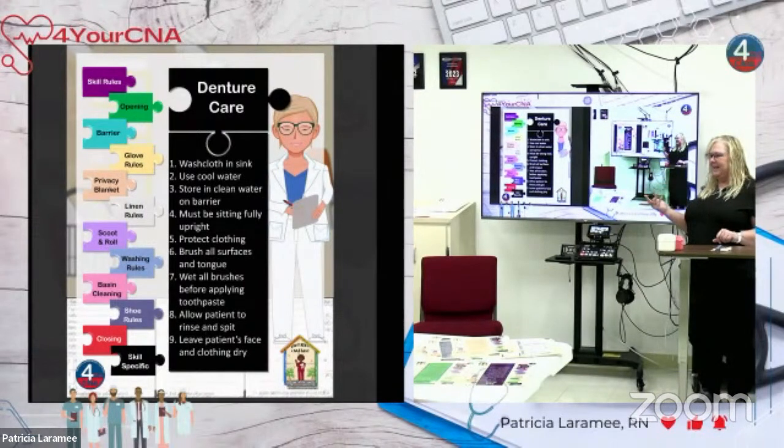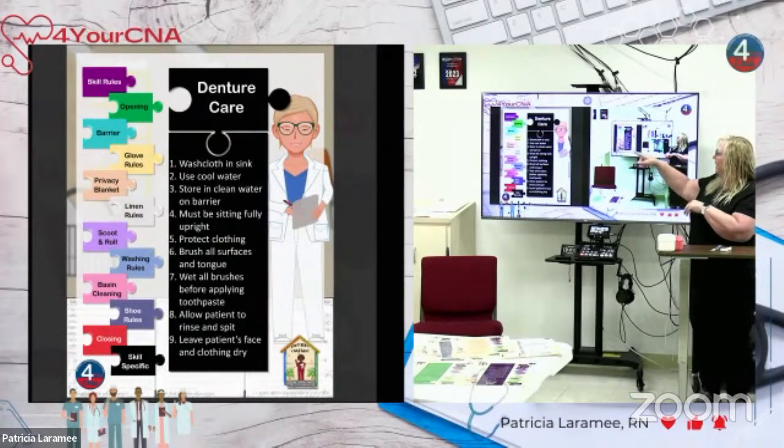What we're adding in here is taking the dentures to the sink, lining the sink with a washcloth. We'll use a paper towel to turn that water on. Always use gloves when you're handling dentures, right? Good. Brush all surfaces of the denture, rinse the cup out, fill it up with cool, clean water, put the dentures back in. We'll store it on a barrier in the cup for later.